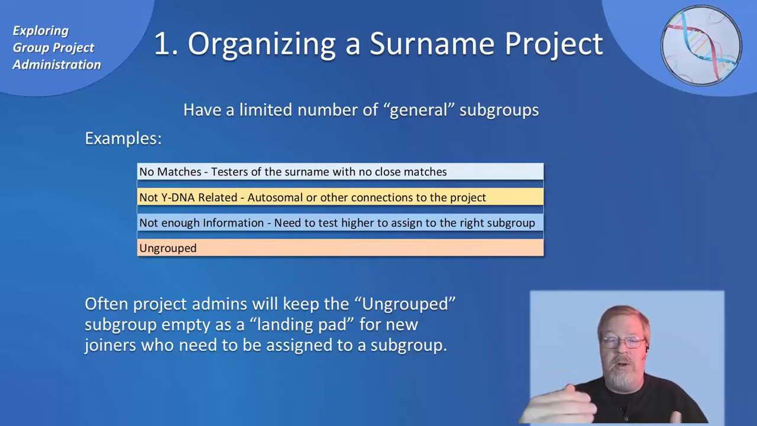So I have a whole category of, if they've tested, by the way, but I know they'll never match one of my groups and they're not Y-DNA connected to my lines, I'm going to put them into this group because they can stay in the project, but I'm not going to analyze them and I'm not going to group them.